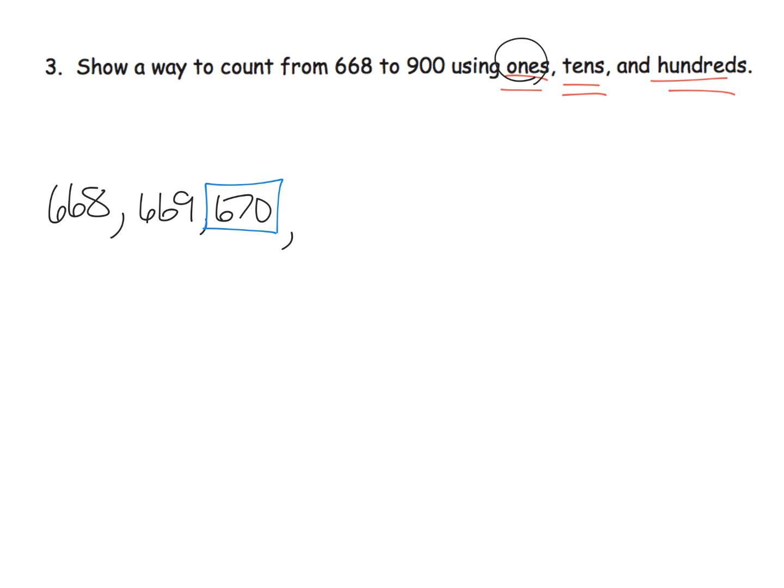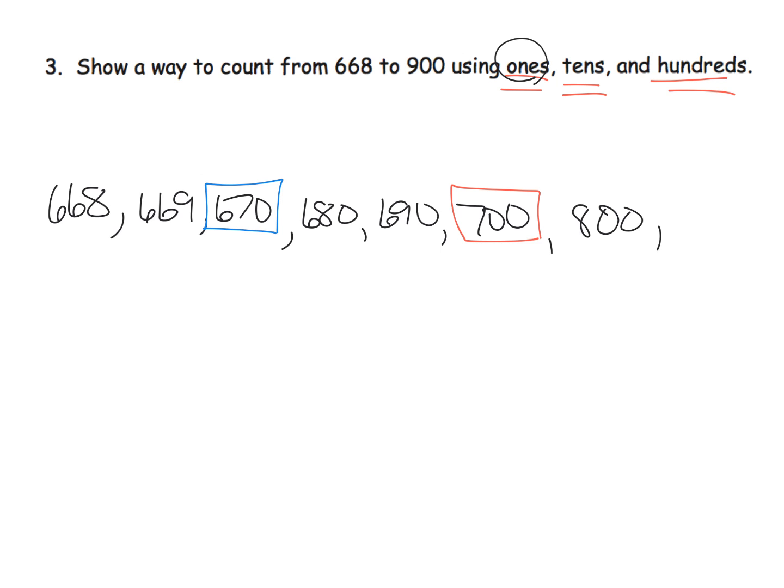Now we can count by tens. So now we've got 680, 690. Now we're at 700. Hey, there's another benchmark. And now that we're at the hundreds, we can count up by hundreds. So 800, 900, and there's our goal. So we started out here, and we ended up here.